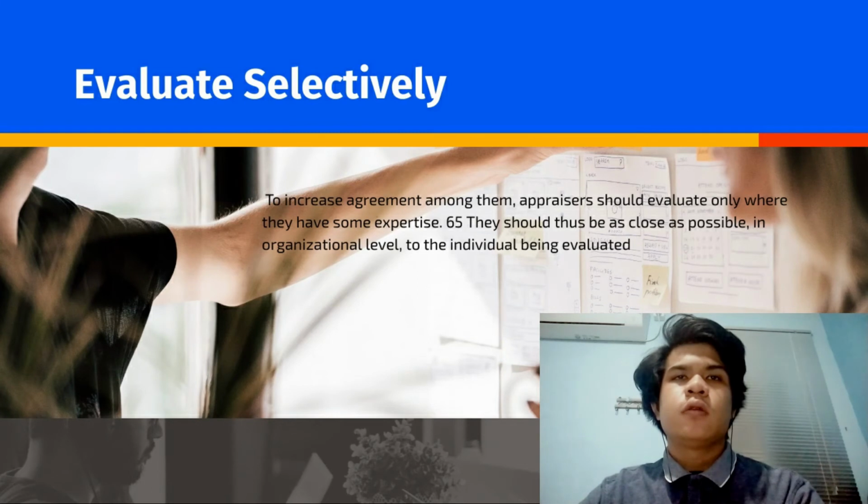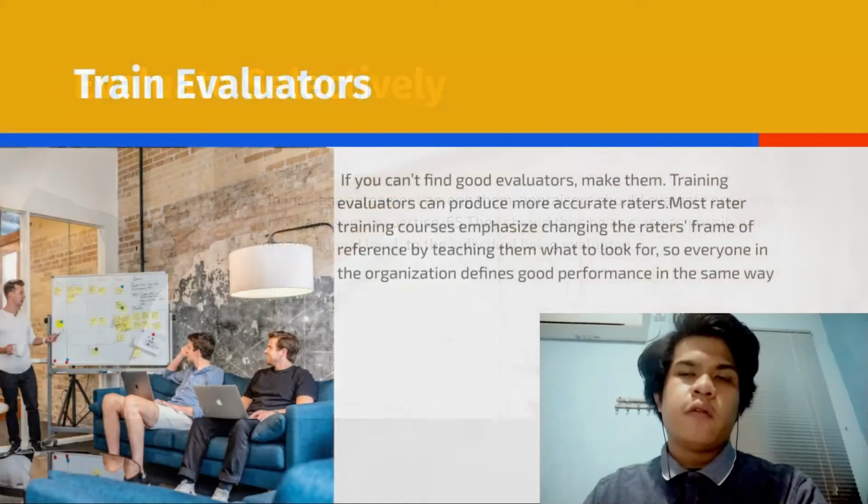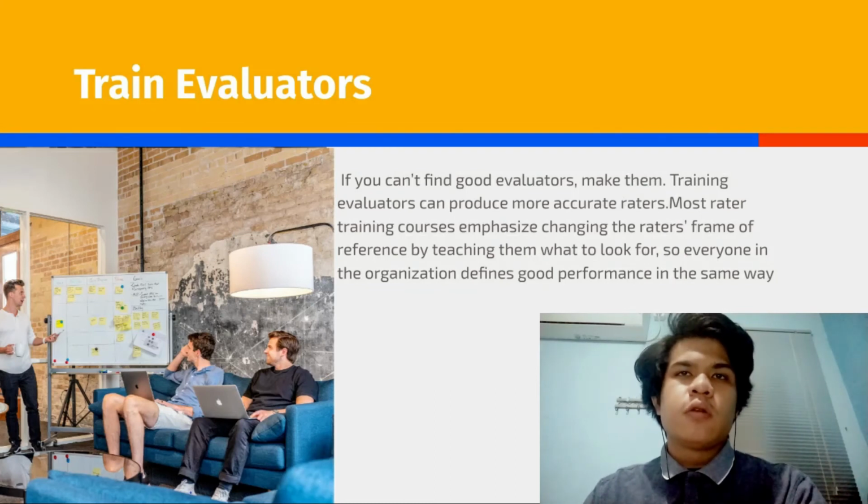Evaluate selectively. To increase agreement among them, appraisers should evaluate only where they have some expertise. They should thus be as close as possible in organizational level to the individual being evaluated. Train evaluators. If you can find good evaluators, training them can produce more accurate ratings. Most rater training courses emphasize changing the rater's frame of reference by teaching them what to look for, so everyone in the organization defines good performance in the same way.